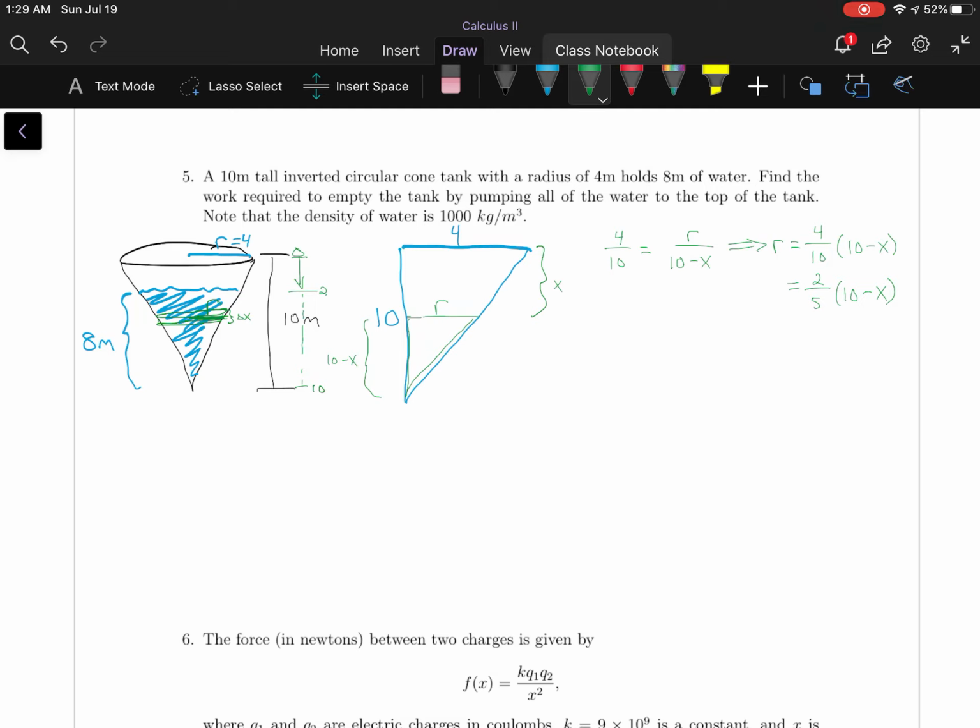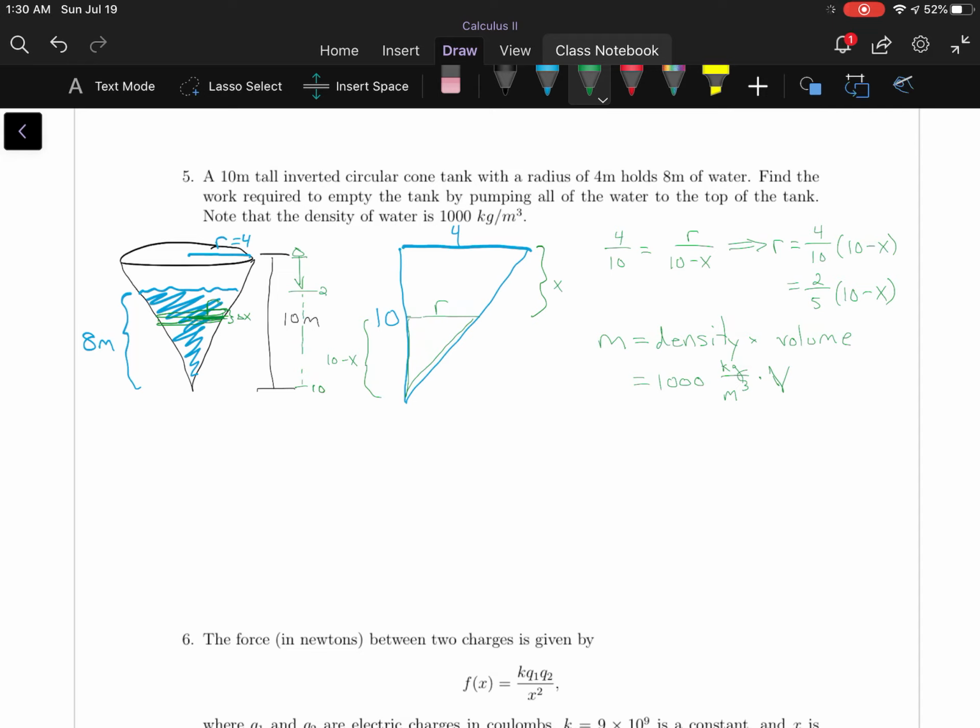Now, why do we need that? We need that because now I need to know what is the mass of this object. And mass is going to be density times volume. And we are given density of 1,000 kilograms per cubic meter. And I'll just use V for volume for now. So I need to know, well, what is the volume?